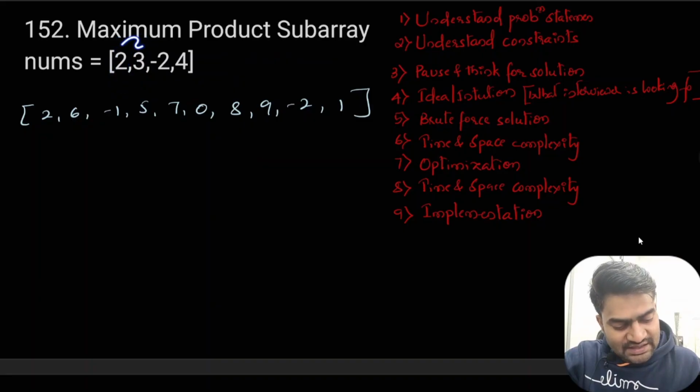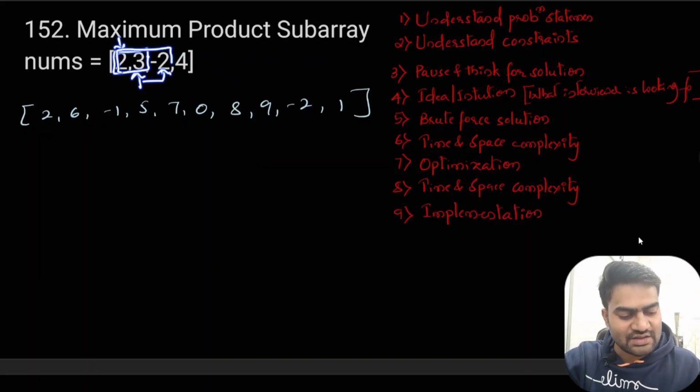Okay. In the next iteration, I will keep my start pointer at the same position and move my end pointer. So now we have two numbers between the start and end pointer. Likewise, I will move this pointer to the next, then I will have three numbers. Then I'll move this towards the right, then I will have four numbers.